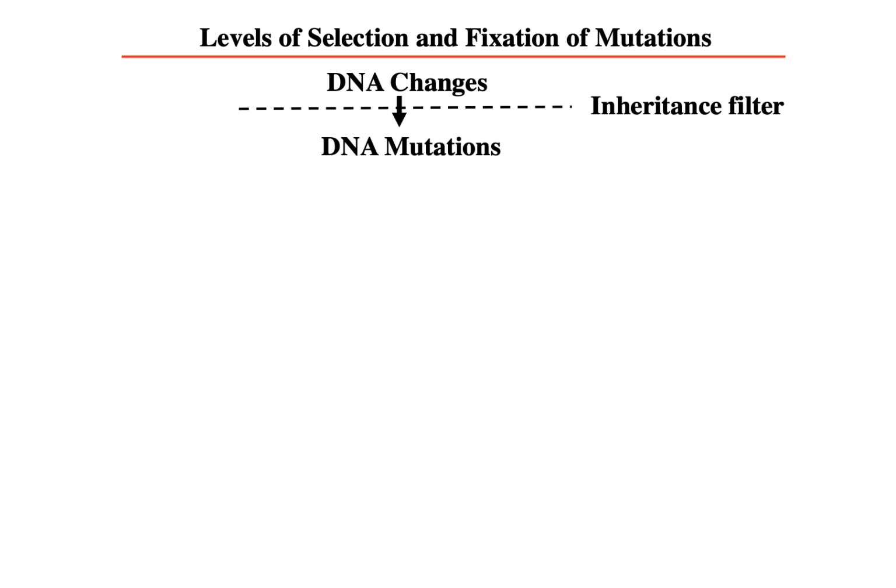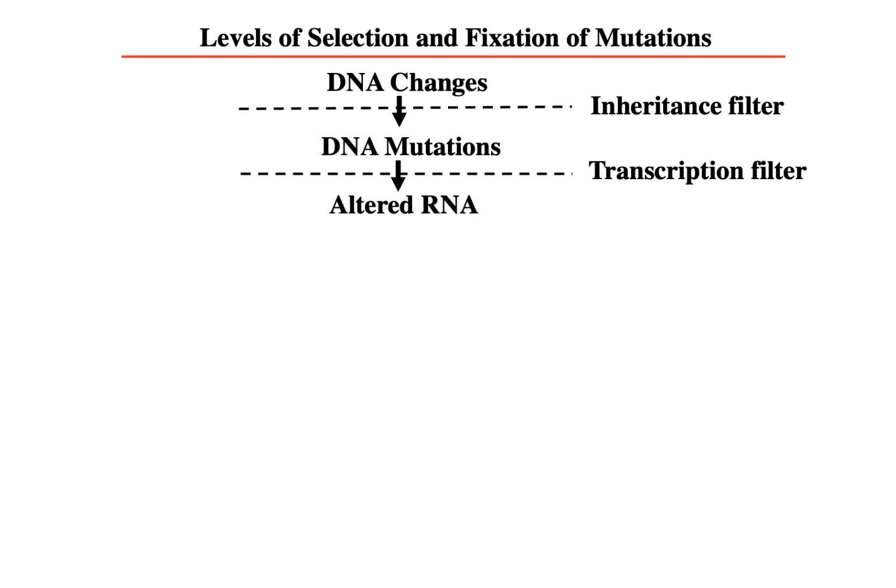So either that change is then repaired by the repair system, or that cell doesn't divide. So those are two ways that you can have filtering or selection at this level. At the next level, the question is, is it transcribed or not? If it is transcribed, then you get an altered RNA. If it's not, then this transcription is stopped at this point, and you have selection at the transcriptional level.